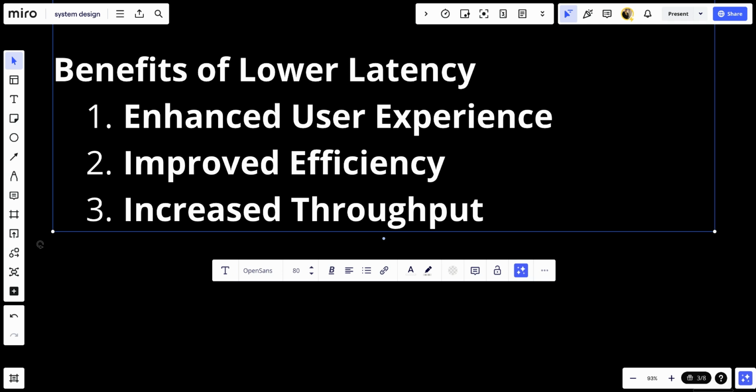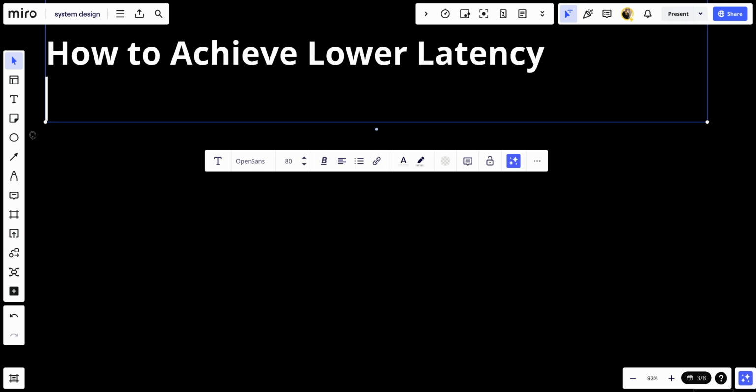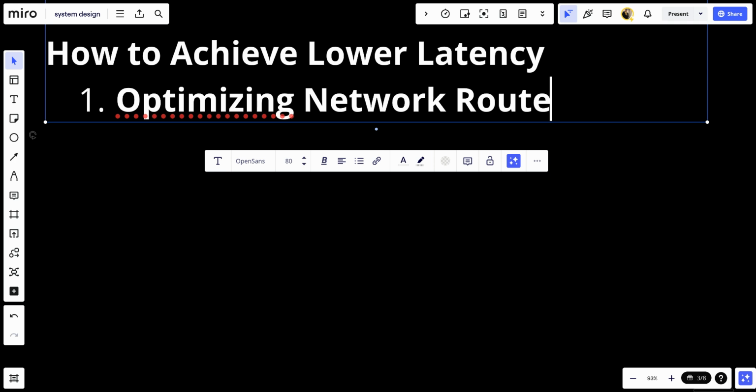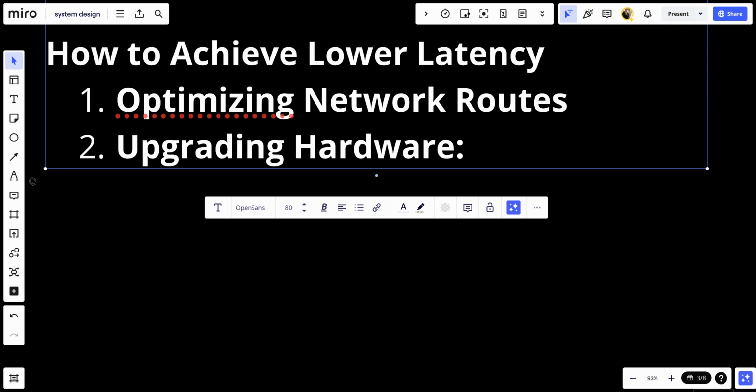Let's talk about how to achieve lower latency. So achieving lower latency often involves several strategies, including optimizing network routes. So using the most direct and least congested network paths, also upgrading hardware, so implementing faster processors, more RAM, and quicker storage devices in servers and other network devices can reduce processing delays.